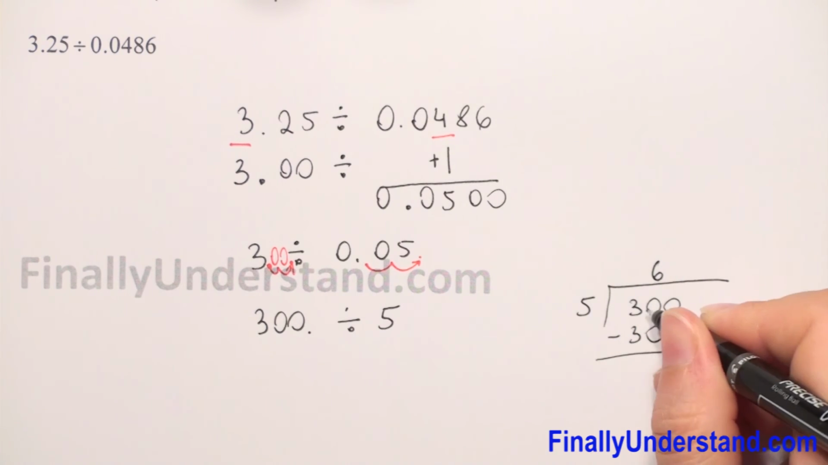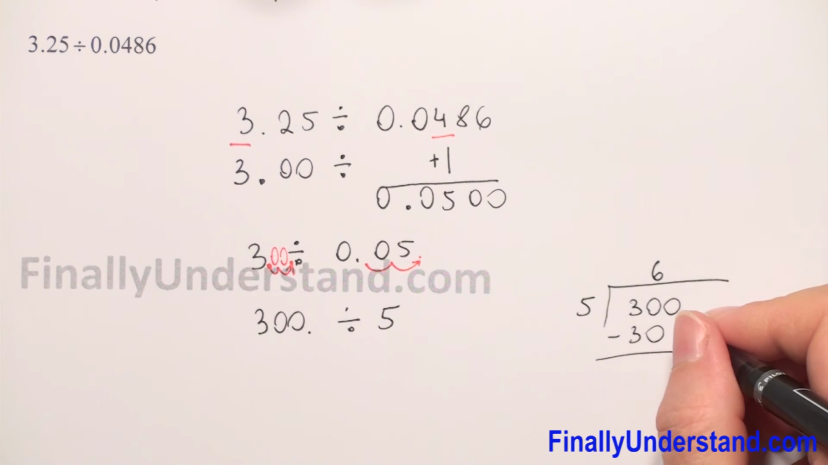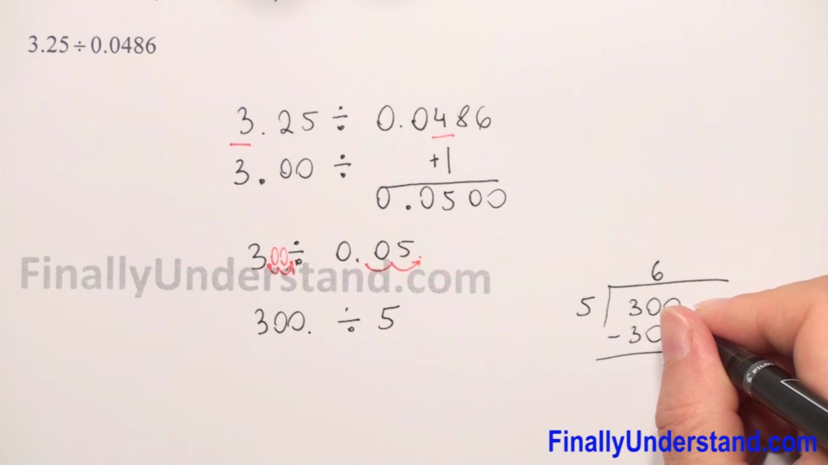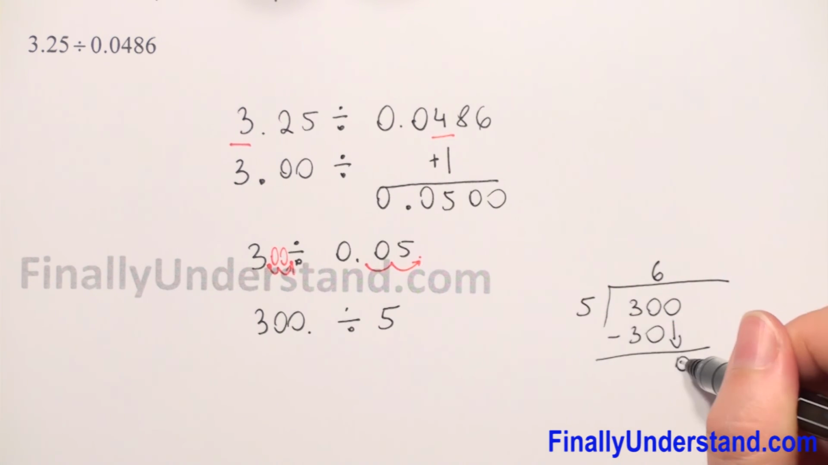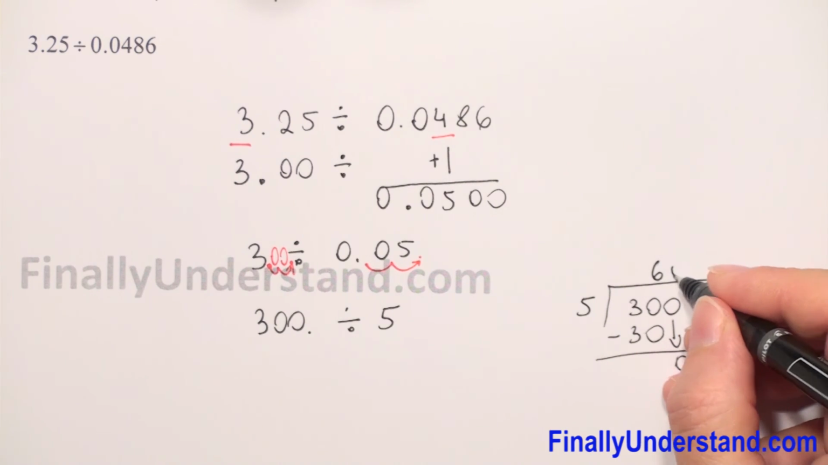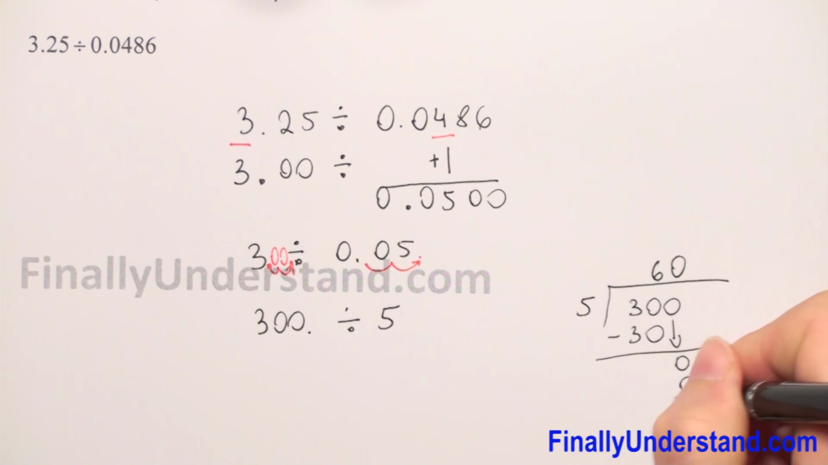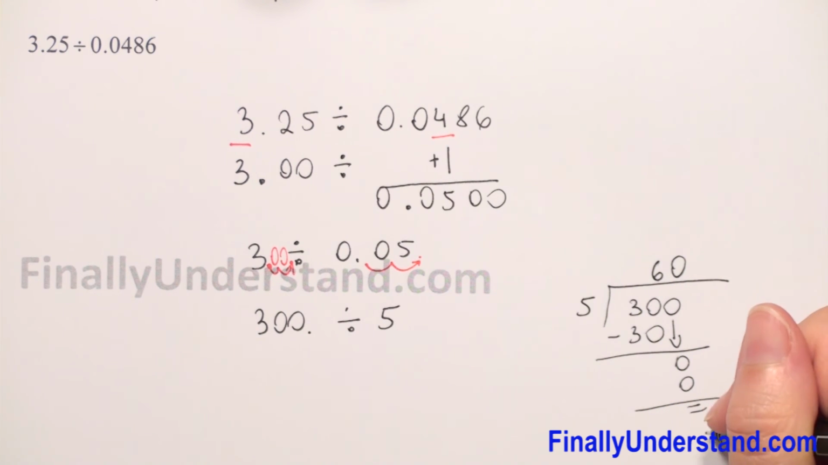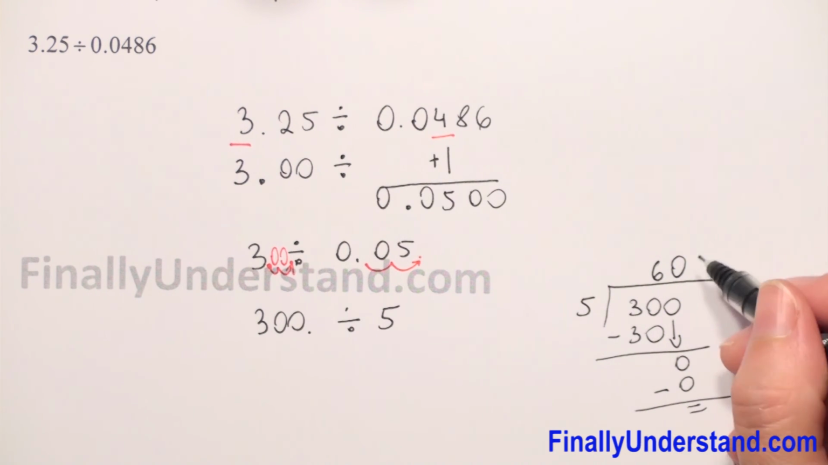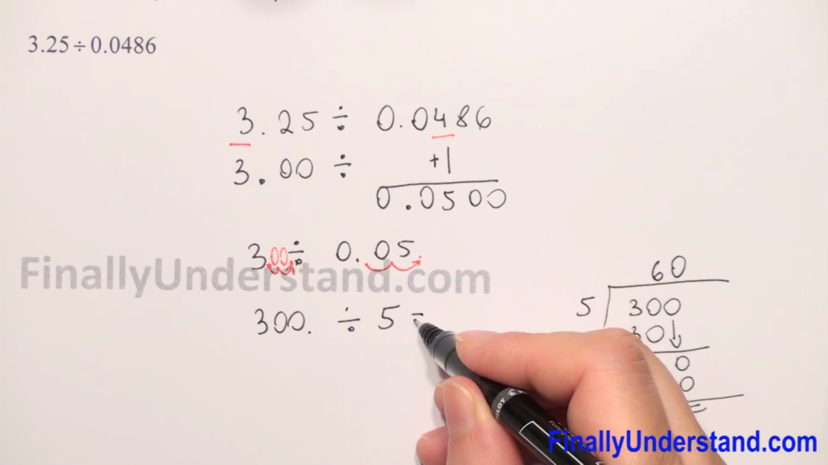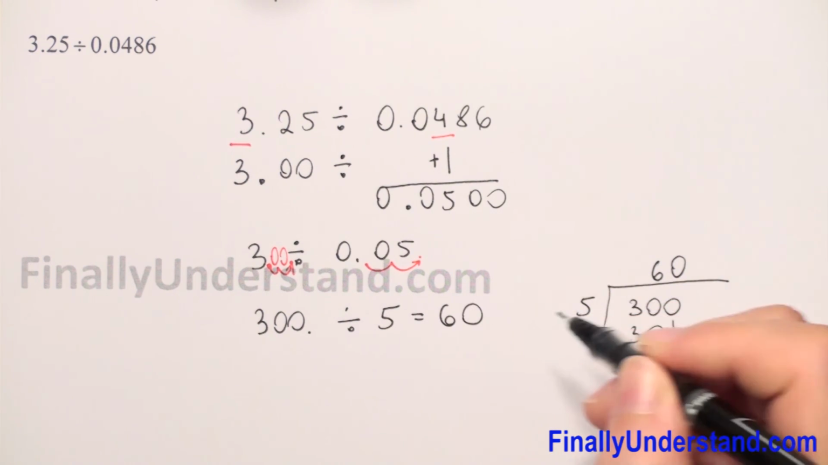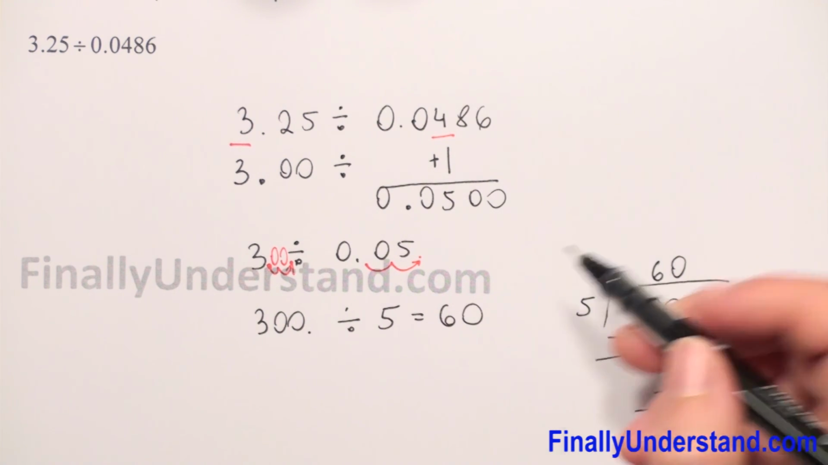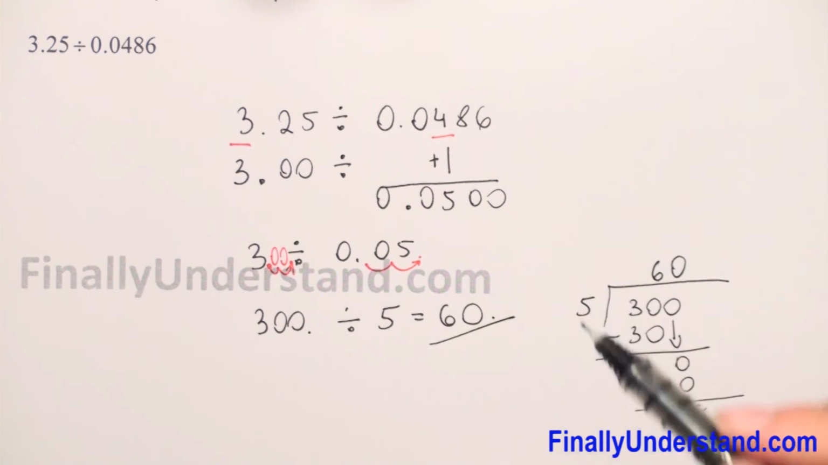We have to subtract. 30 minus 30 is 0. We don't have to write that. And what next? 0. How many times does 5 go into 0? 0. 0 times 5 is 0. So we finish long division. Our remainder is 0. And our solution, whatever we have on the top, this is our quotient. The estimated quotient is 60. This is my solution.